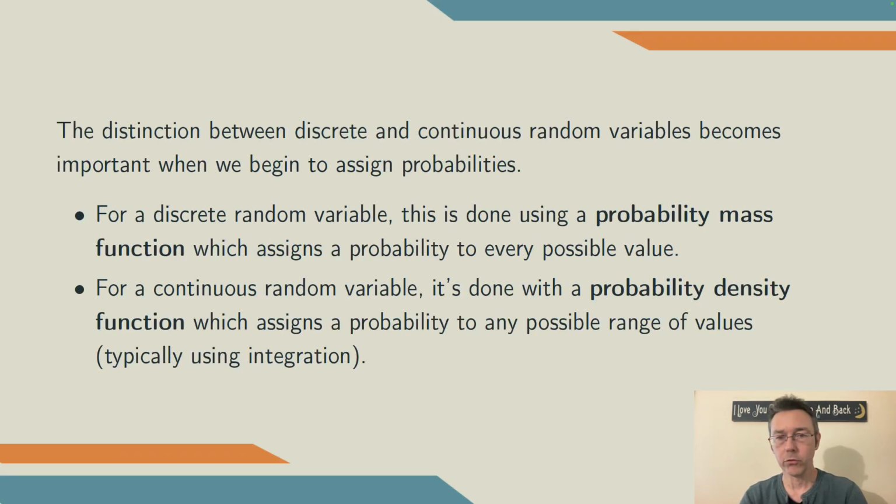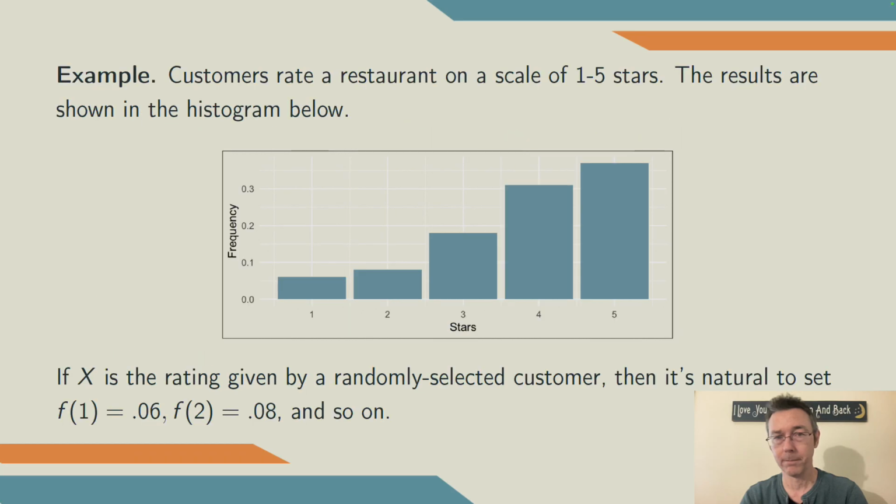The distinction between discrete and continuous random variables becomes really important when we begin to assign probabilities. When we're talking about a discrete random variable, we can just list the outcomes and their probabilities, and we call that correspondence a probability mass function. It just takes every possible value and assigns a probability. When we're talking about a continuous random variable, on the other hand, that won't work because the outcomes can't just be written down in a list. In that case, we instead resort to a probability density function, which assigns probabilities to every possible range of values, typically using a definite integral.